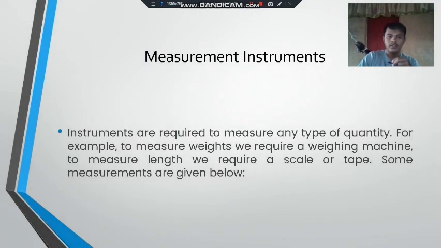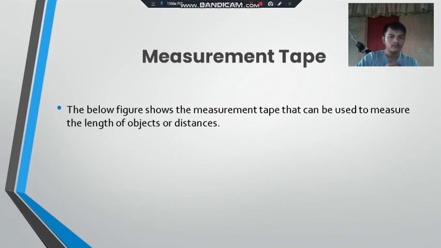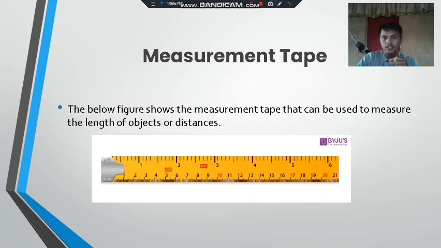Measurement instruments. Instruments are required to measure any type of quantity. For example, to measure weight, we require a weighing machine. To measure length, we require a scale or tape. Some measurements are given below. Measurement tape. The below figure shows the measurement tape, which can be used to measure the length of objects or distances. This is the picture of a measurement tape.